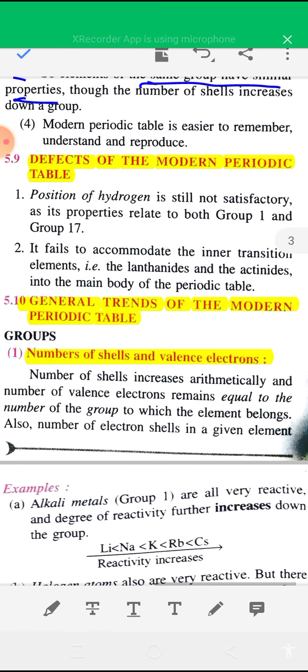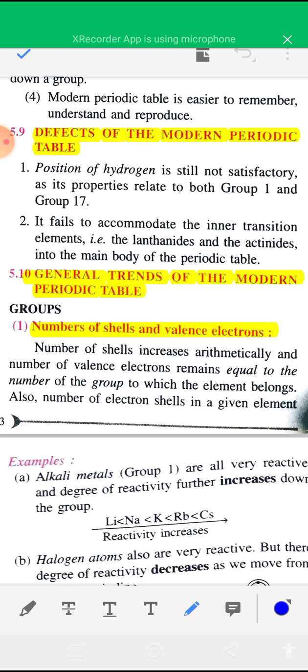Now see defects of the modern periodic table. There are some defects also. First, position of hydrogen. It is one defect, the position of hydrogen. The position of hydrogen in the modern periodic table is still not satisfactory, as its properties relate to both group 1 and group 17. Okay, so the position of hydrogen in the modern periodic table is still not satisfactory, because hydrogen has similar properties with both group 1 and group 17 elements.